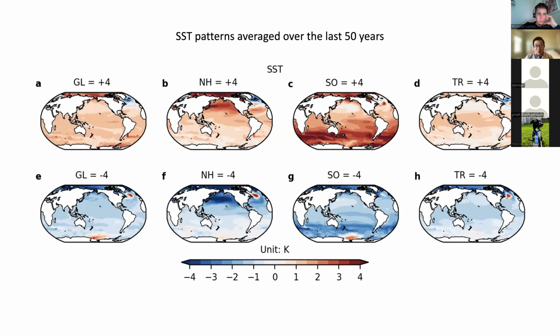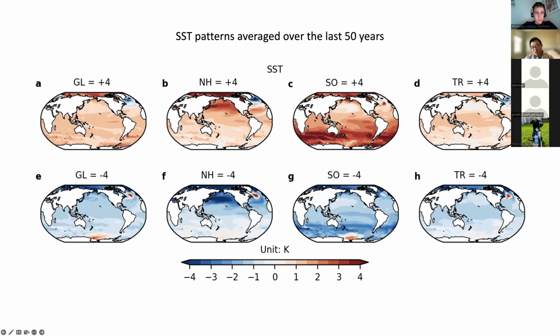Next, let's look at the spatial pattern of SST. This figure shows the SST patterns averaged over the last 50 years of each simulation minus the control simulation. As you can see in panel A, for the global uniform positive forcing, there is an overall warming, and also enhanced warming in the Arctic regions. For the Northern Hemisphere case, it's not surprising that there is enhanced warming in the North Pacific, but also warming in the Arctic regions.